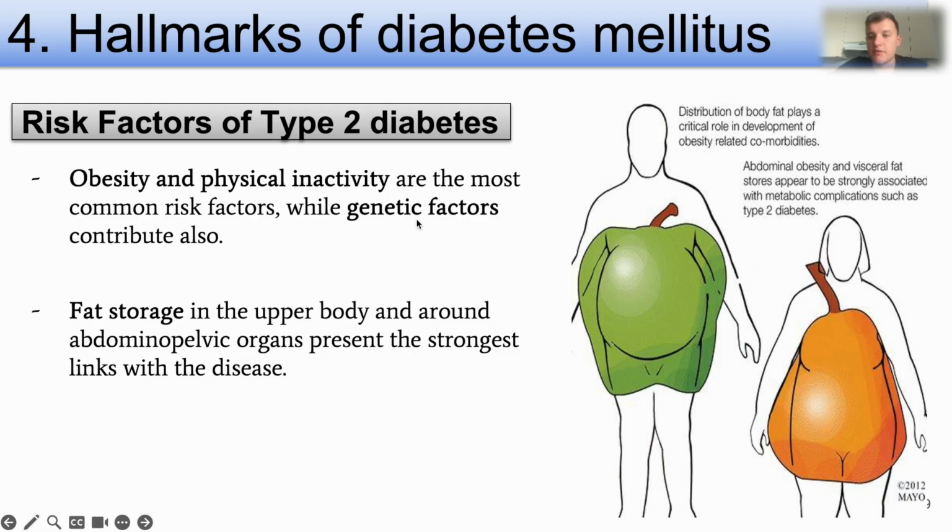But remember, we talked about these multifactorial inheritance types, right? Type 2 diabetes also has genetic factors. Some people have genes that make them more likely to get this. So there are really two factors that affect it. Another risk factor is fat storage, where you store it, right? Fat in the upper body and around the abdominal pelvic organs presents the strongest links with the disease, okay?